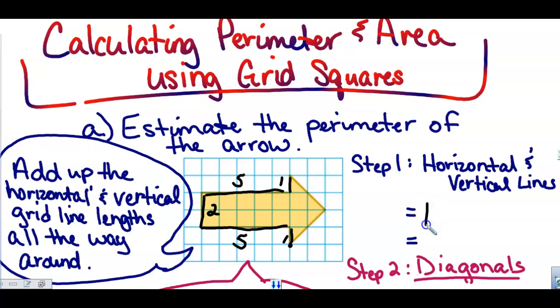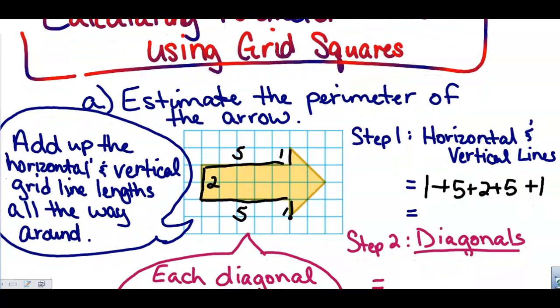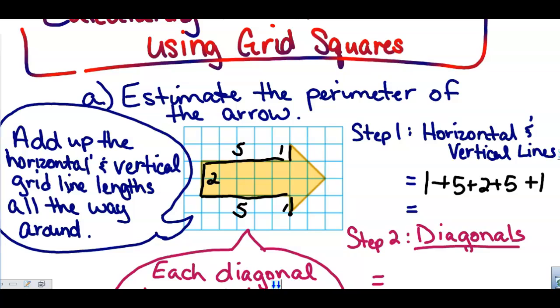So let's make sure we write them all up. 1, 5, 2, 5, 1. Add them all together to get our total horizontal and vertical lengths or perimeter of 14 units. Okay. This grid did not tell us what each square was equivalent to. So if we do not know the label, we still do not want to leave it blank. We just say units. And that's kind of just the universal code for, hey, whatever you want.